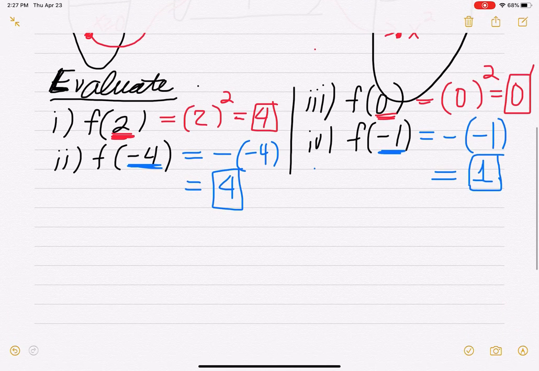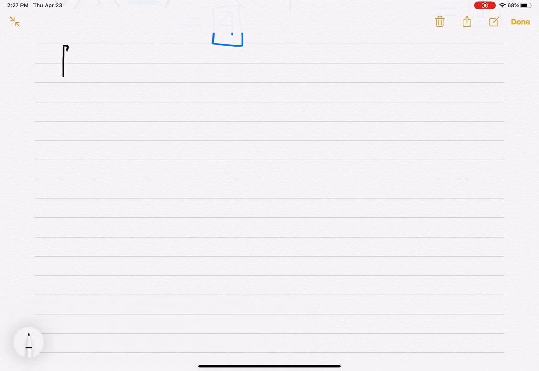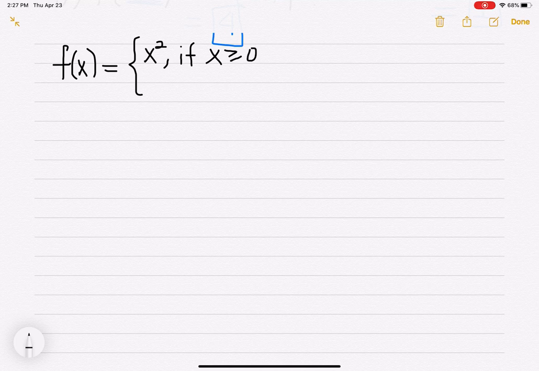Now let's say we actually wanted to graph that piecewise function. Let me just rewrite what the function was so we'll have it. What was the function? It was f of x equals x squared if x is greater than or equal to 0. And it was what? Minus x if x is less than 0.